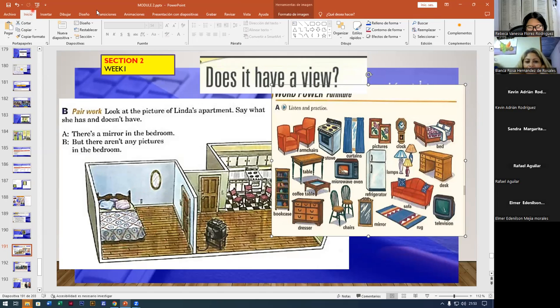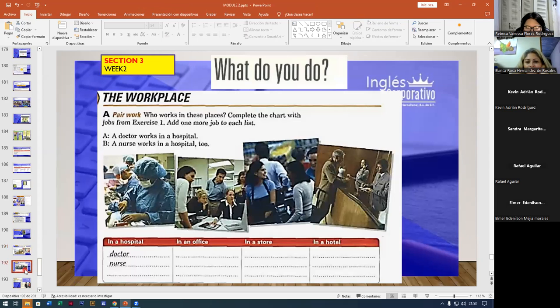Y la almohada, ¿cuál sería? Pillow. There is a pillow. But in this case, it will be plural, right? How many pillows? Quantity of pillows. How many? Two pillows, right? There are two pillows. Right, good one. Okay, we have description. There is and there are. Let's remember the section three.